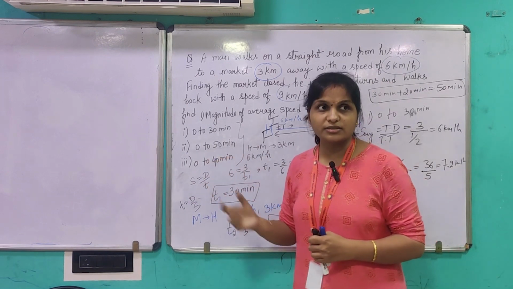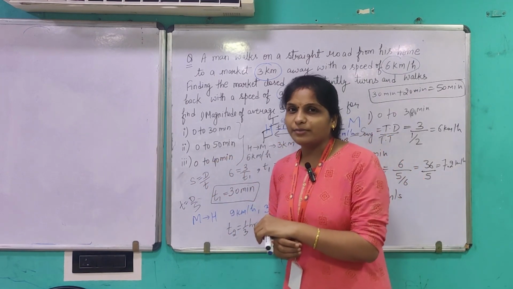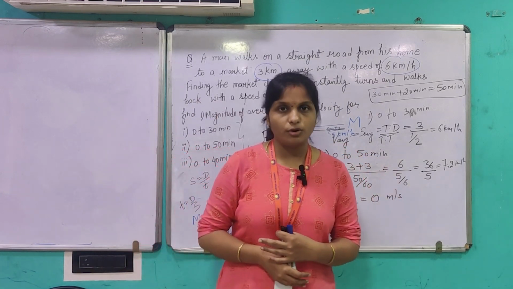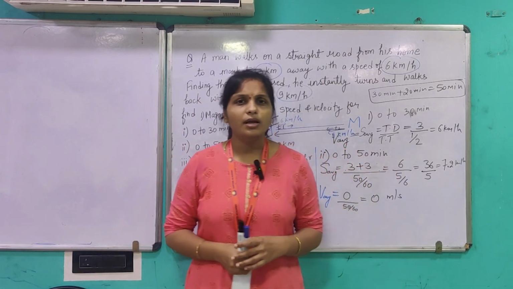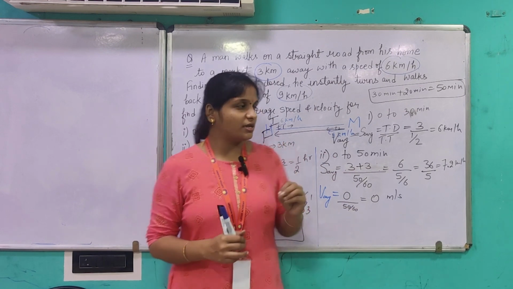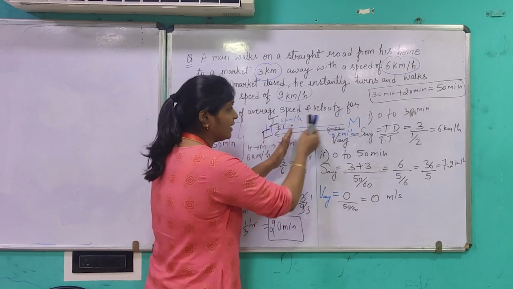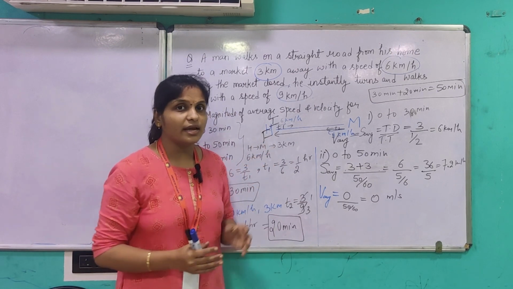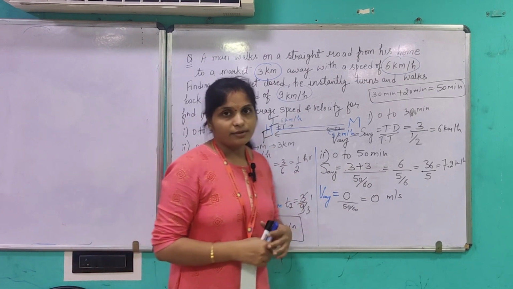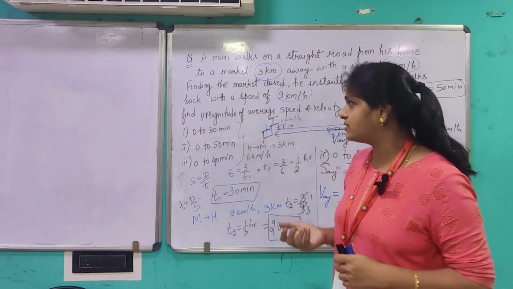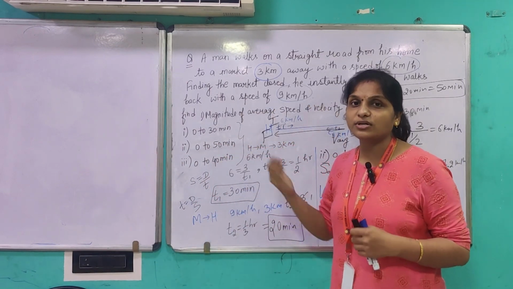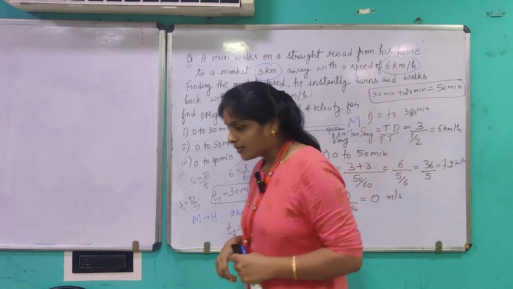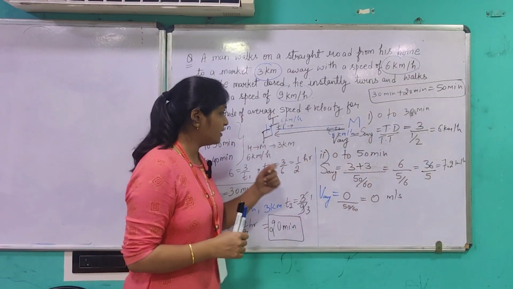0 to 40 minutes. Listen to me carefully. 0 to 50 minutes, it's returning to home. And 0 to 40 minutes, the man is in between the market and home. You have to think about the extra here. Where is the extra time we need? Where is the extra distance and displacement we have to think about here? So, till I am clearing this, you think and solve.